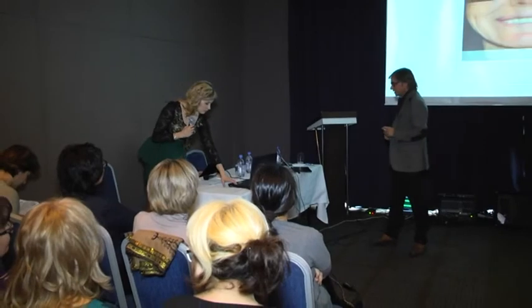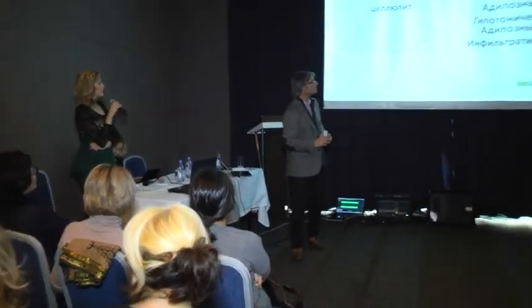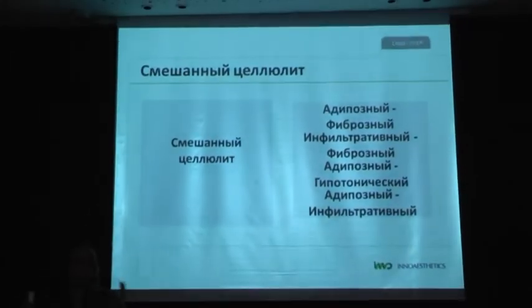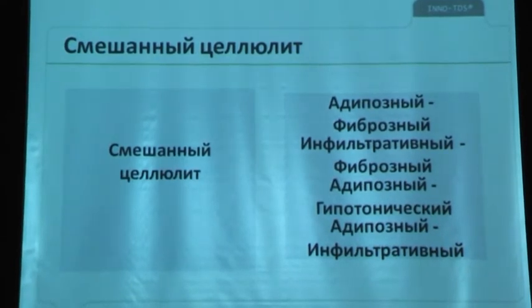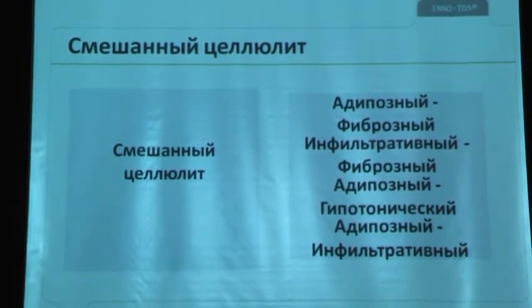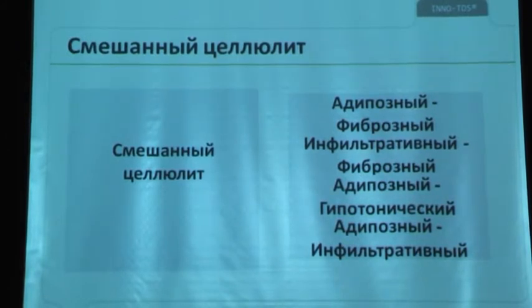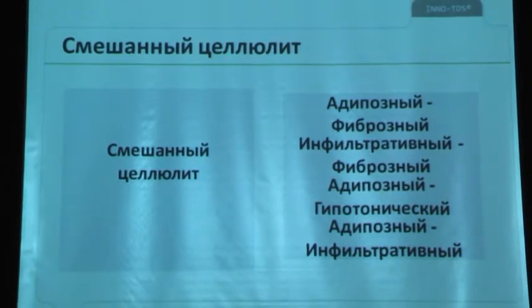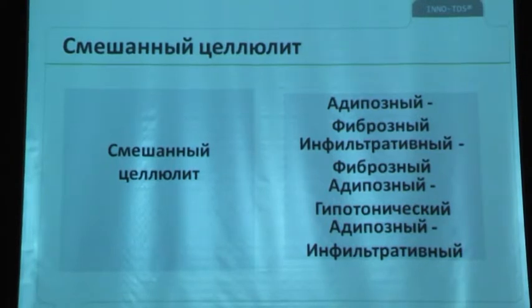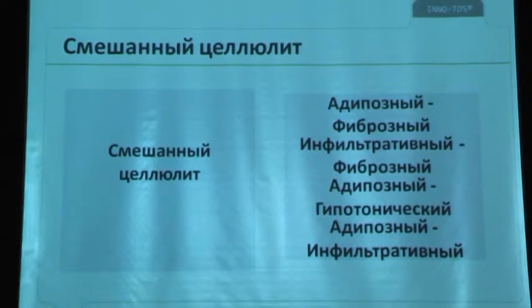Just to finalize this chapter: all the cases that we were saying before, все случаи, о которых мы говорили ранее, can combine in different ways. It can come adipose-like fibrosis, infiltrative-like fibrosis, adipose by hypotonic. It means that we must combine all the tools and all the products that we have to get the results. Соответственно, в практике могут наблюдаться различные виды смешанного целлюлита, такие как адипозно-фиброзный, инфильтративно-фиброзный, адипозный. Мы должны использовать все возможные методы и протоколы, комбинировать их, чтобы достичь результата.